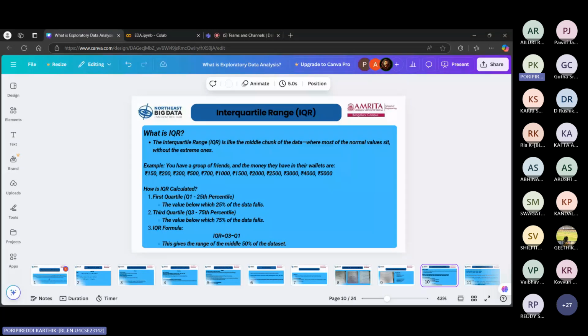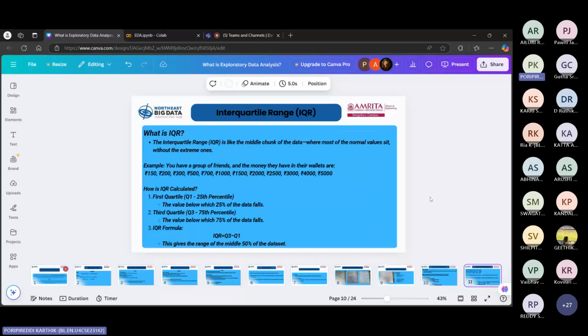But how do you calculate interquartile range? The first quartile is the 25th percentile, the value below which 25% of the data falls, and the third quartile is the 75th percentile, the value below which 75% of the data falls. The formula for IQR is Q3 minus Q1. This gives us the range of the middle 50% of the data set.